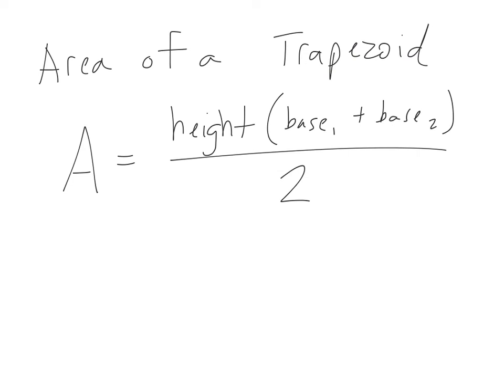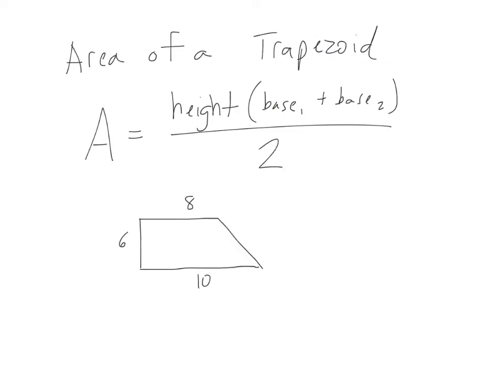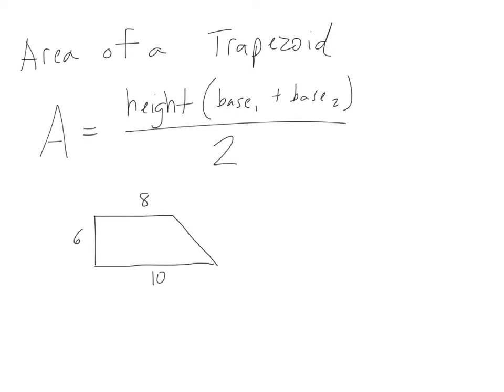Alright, so finding the area of a trapezoid is pretty easy, okay? Got to memorize the formula. It's the best way of doing it, but it's relatively simple. So, you find the height, you multiply the height by the sum of the bases, and then you divide by 2. Alright, so let's take this trapezoid right here. We're going to find the area. How do we do that? Got the formula right there. Height times sum of the bases divided by 2.